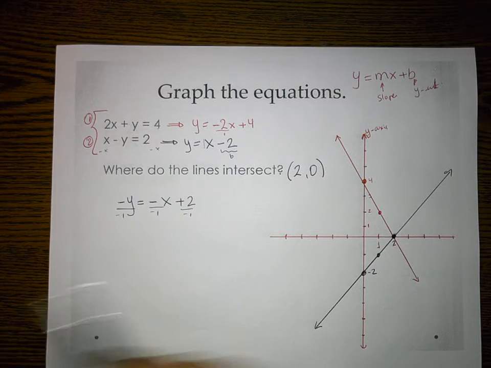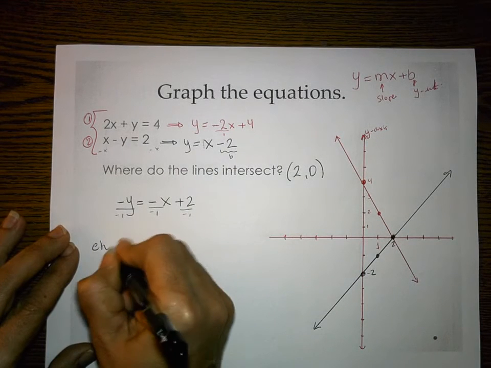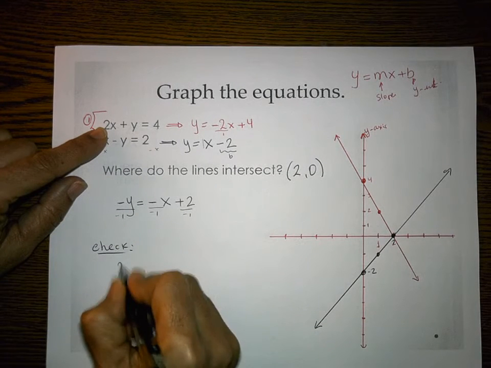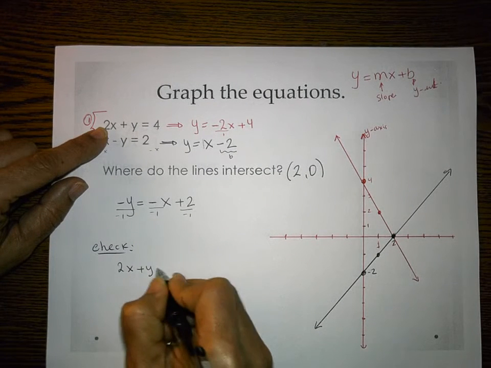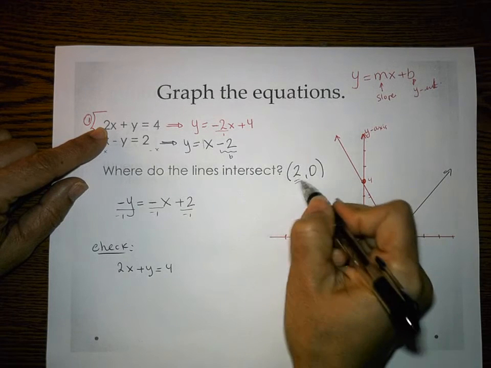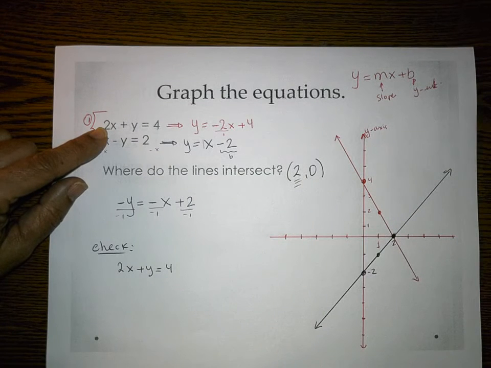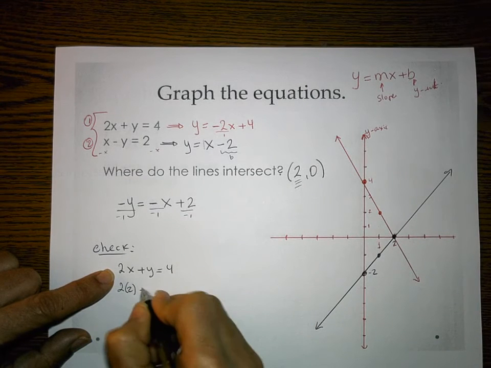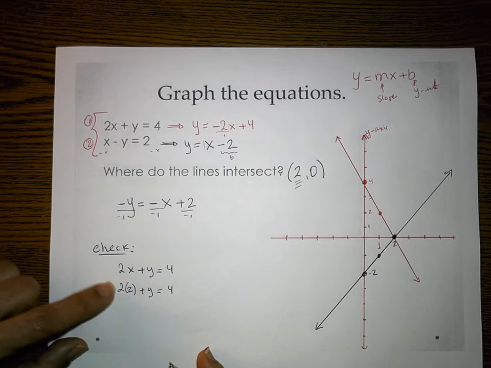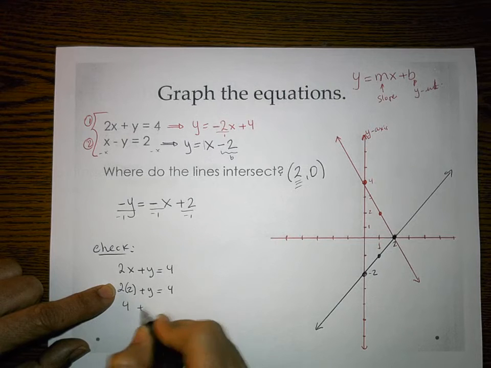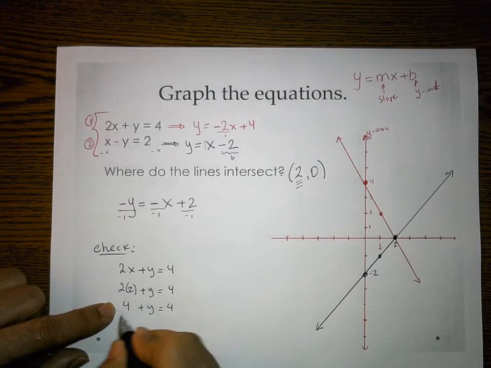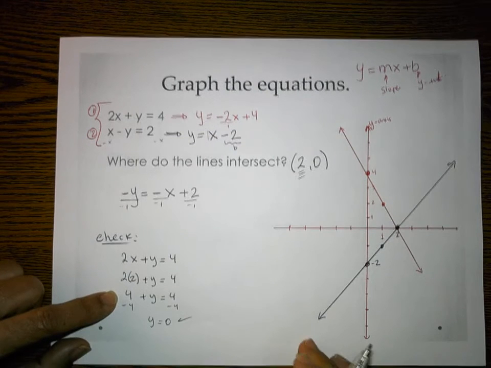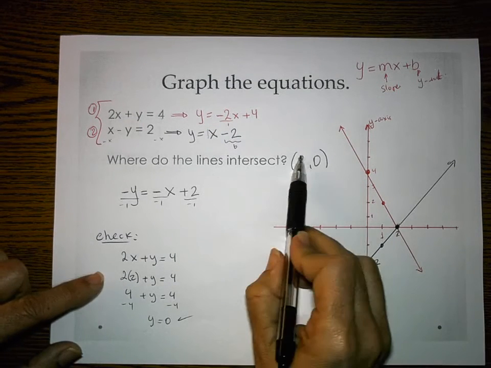So if you want to check your point to see if it works, you can grab the first equation, 2x plus y equals 4. Plug in a 2 for x. See if you get 0 for y. 2 times 2 for x plus y equals 4. 2 times 2 is 4 plus y equals 4. When you subtract 4 from both sides, y equals 0. It worked. Okay? So I just plugged in 2 for x and I got 0 for y.